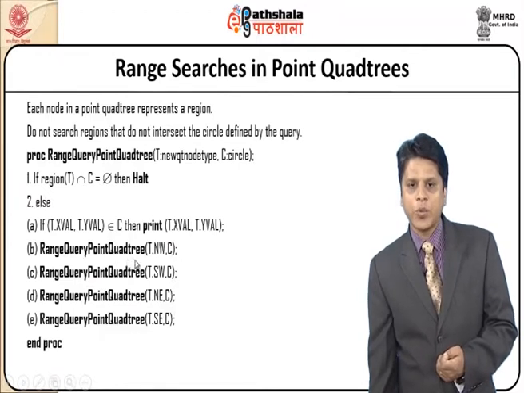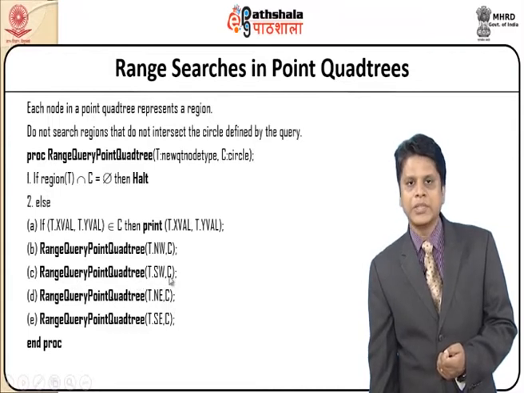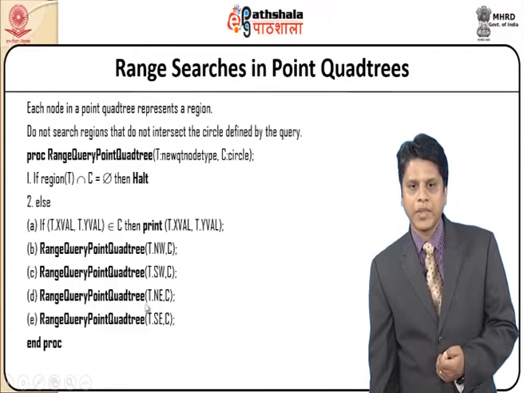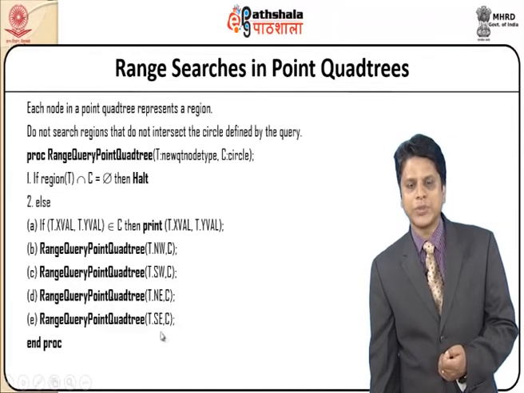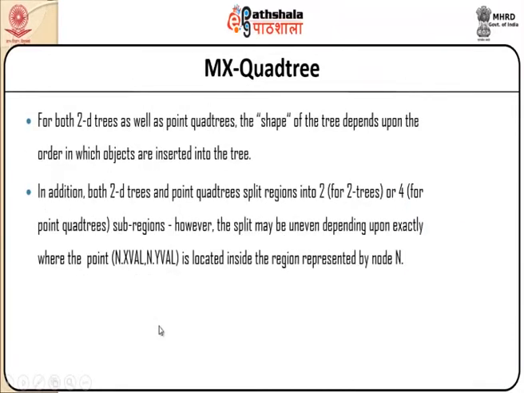Range query point quadtree is then called on T dot nw with the circle's radius, and likewise on the southwest, northeast and southeast children with the circle. So, that shows the procedure of how a range search is done with point quadtrees.